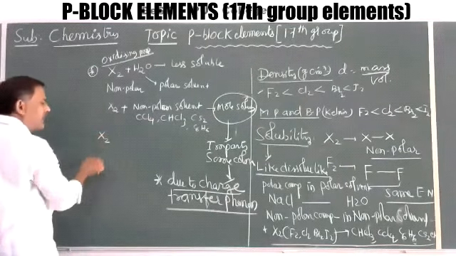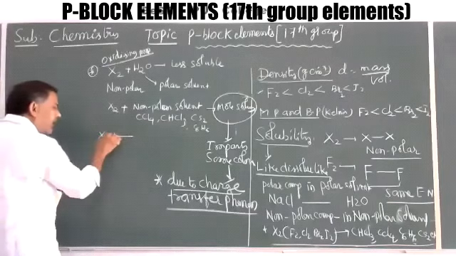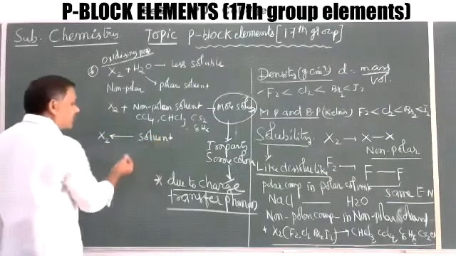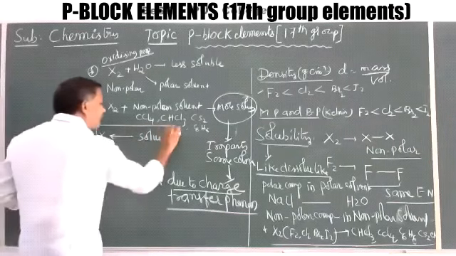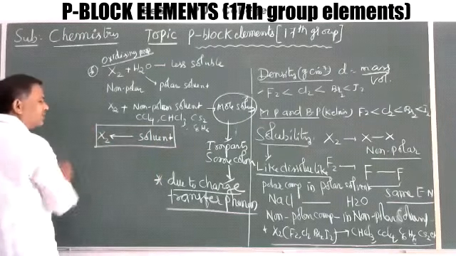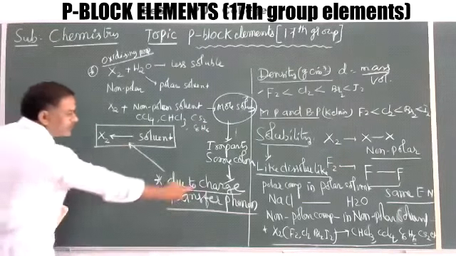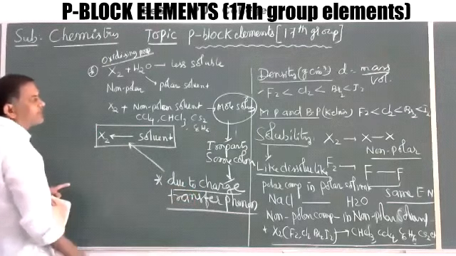The halogen molecule receives electrons from the solvent, and it forms a coordinate bond, like. Now charge transfer from the solvent to this molecule imparts certain colors. That is due to the charge transfer phenomenon.